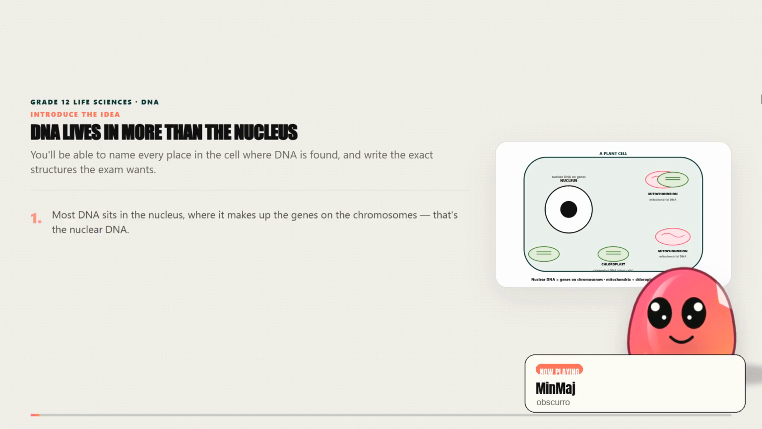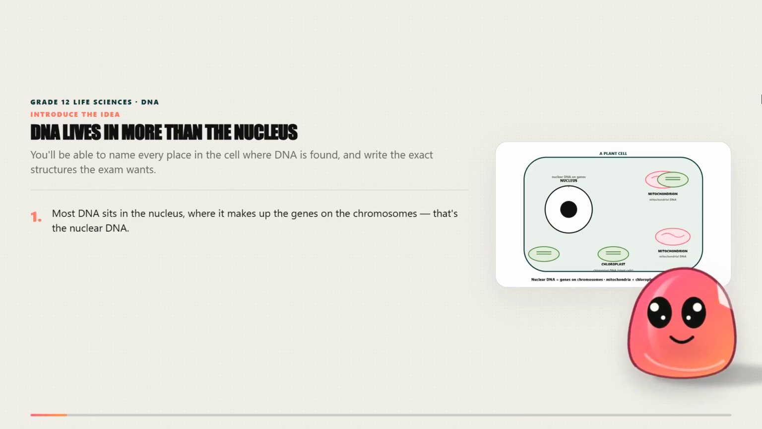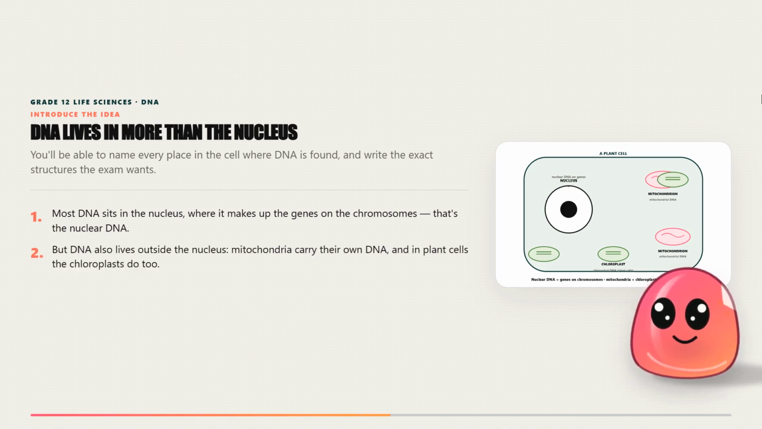By the end of this part, you'll be able to name every place in the cell where DNA is found, and write the exact structures the exam wants. Here's the key idea. Most DNA sits in the nucleus, where it makes up the genes on the chromosomes. That's the nuclear DNA. But DNA also lives outside the nucleus. Mitochondria carry their own DNA, and in plant cells, the chloroplasts do too.